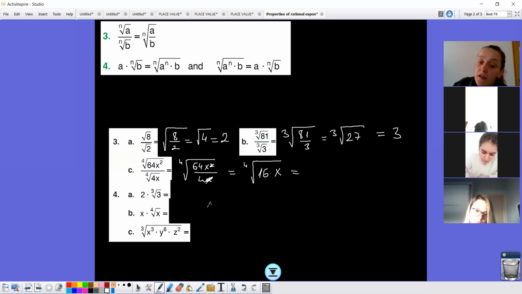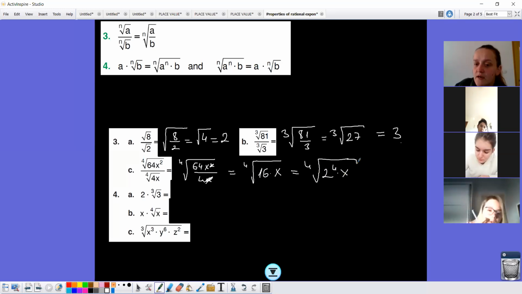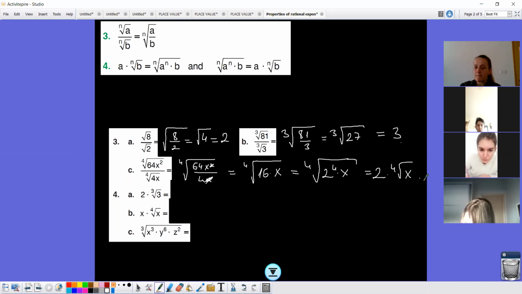Now here I can use the fourth property. Look, if you have nth root of a to the power of n times b, you can write it as a times nth root of b. What will be here? Fourth root of 16, can I write as 2 to the power of 4? Yes, teacher. Times x. Now I have fourth root and here I have fourth power. So I can take the 2 out as 2 times, and this x will be fourth root of x. It will stay as it is. Okay?